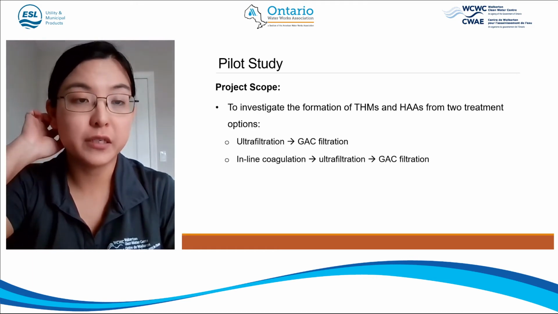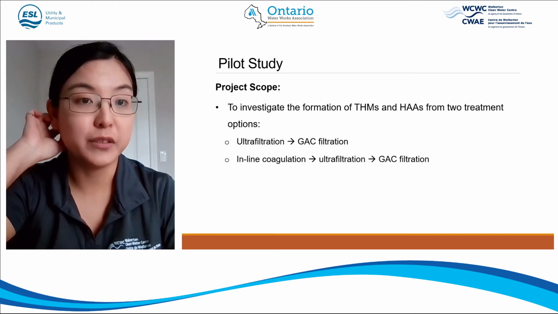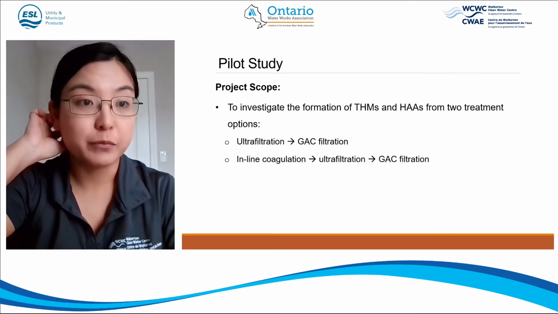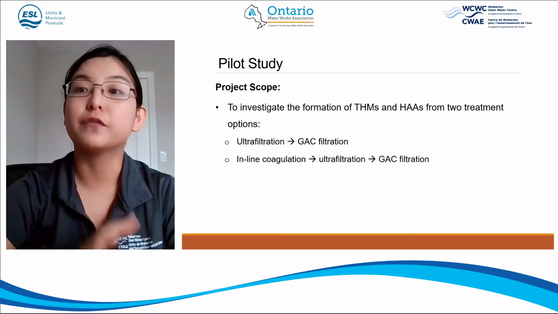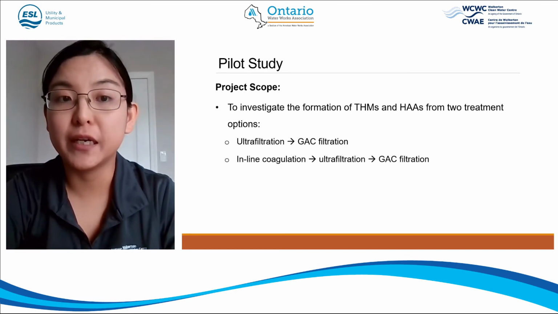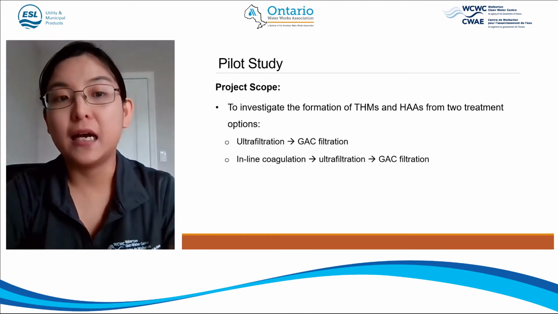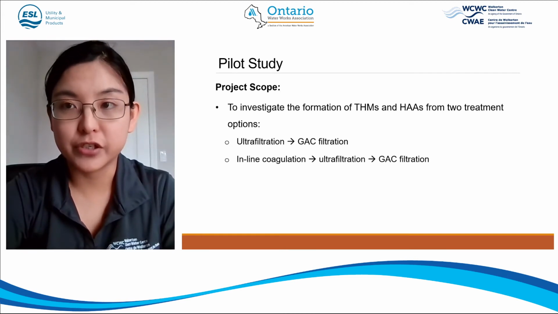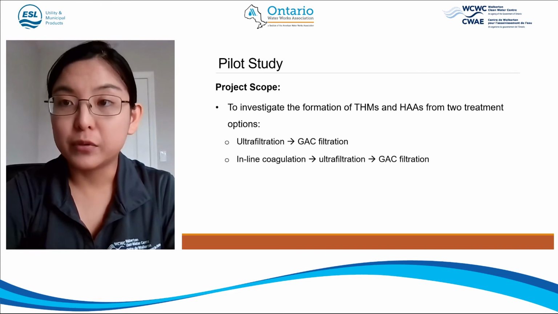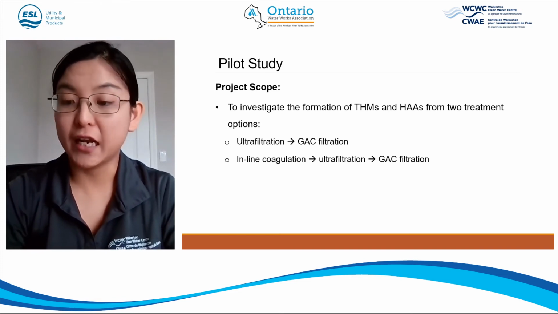So our project scope was to investigate the performance of TCHM and HAA from 2 treatment options. The first option will be membrane followed by GAC filtration. The second will be if we add inline coagulation to the first train, to see whether that will help removal of TCHM and HAAs.